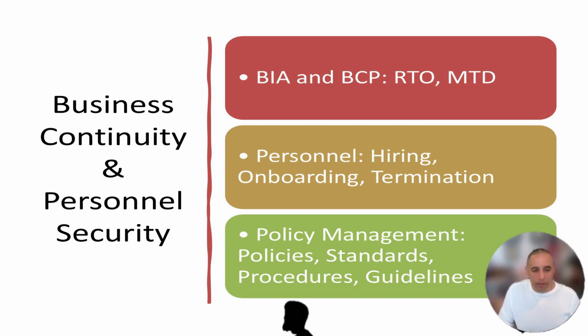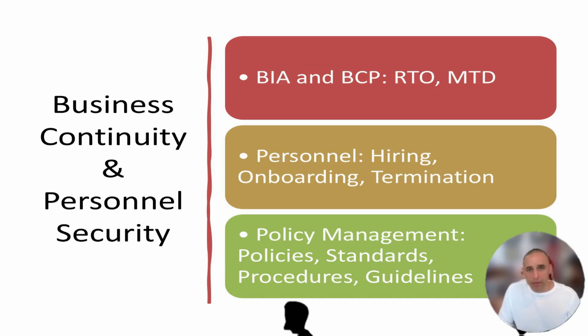Now let's discuss business continuity and personnel security, two areas that are essential for keeping organizations resilient in the face of disruptions. A business impact analysis, or BIA, is the process of identifying critical business functions and the impact of a disruption. Key terms here include RTO, recovery time objective, which is the maximum acceptable time to restore a function, and MTD, maximum tolerable downtime, which is the absolute limit before severe consequences occur.